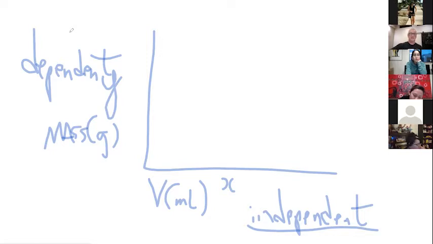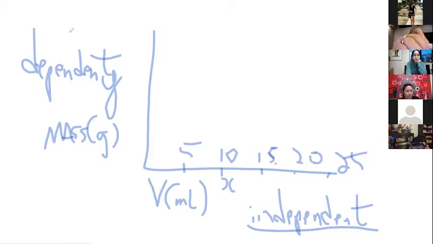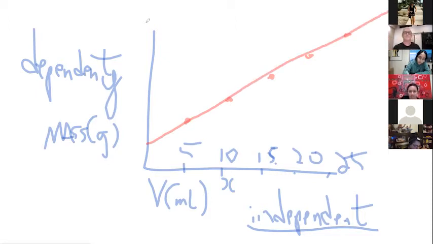So when we plot these, we're going to plot it for 5, 10, 15, 20, 25. We're going to get data that should look something like this. Right? So as we get more volume, the mass should increase. What's going to be the slope of this line? Linear. We should get a linear fit, exactly, because there's a direct dependence of the mass on the volume. Excellent, that is true.